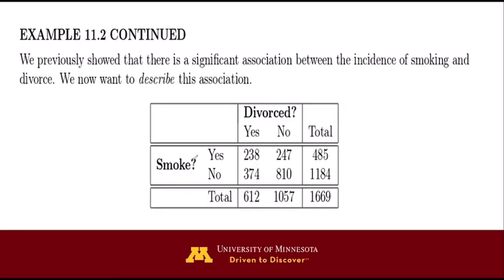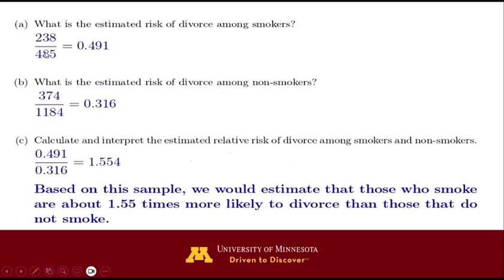I'm going to tell you again, focusing on yes, which is 238, and this is the totality of those who smoke. That was how we got 238 divided by 485, which is 0.491. This is the estimated risk of divorce among smokers.